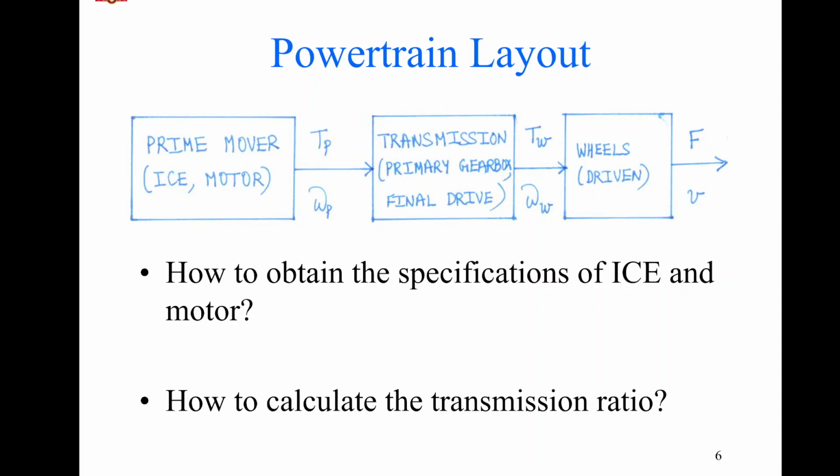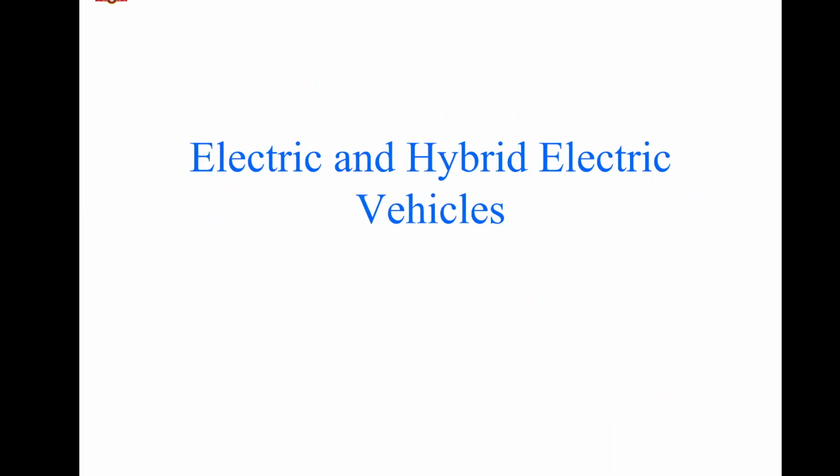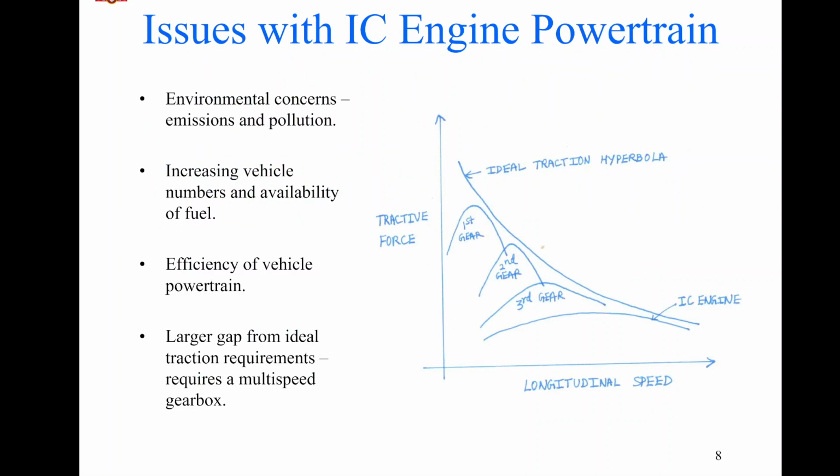Right. So in this case, we look at the need for the transmission as well, where we said that this is the ideal traction hyperbola which we would like to reach or approach, that is drawn between the tractive force and the longitudinal speed, and an IC engine's performance is by and large this way. So we will use gears in order to reach as close to this ideal traction hyperbola as possible. This is why we require gearboxes in IC engine vehicles, whereas we can do away with fewer gears or just one reduction gear on the electric vehicle.